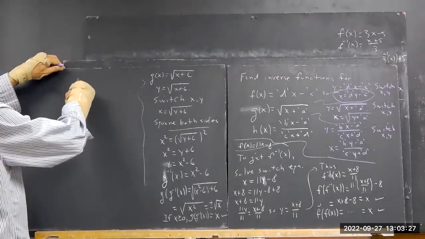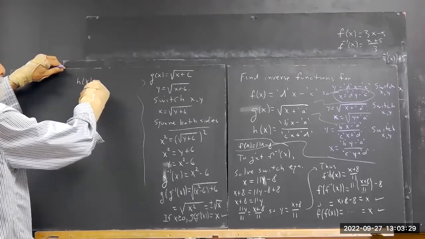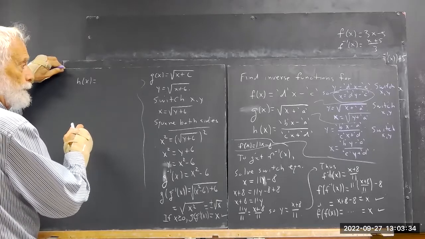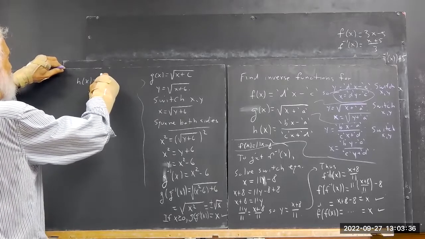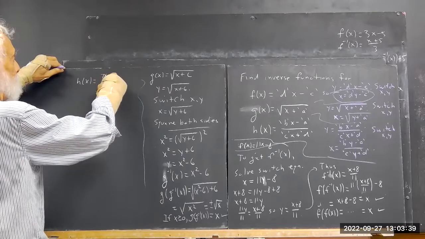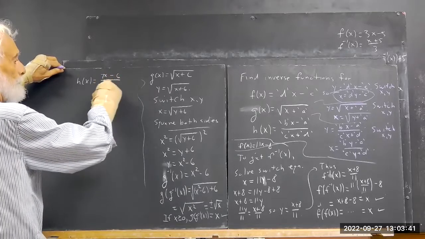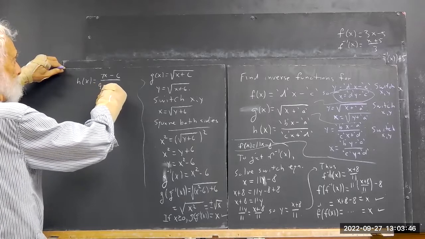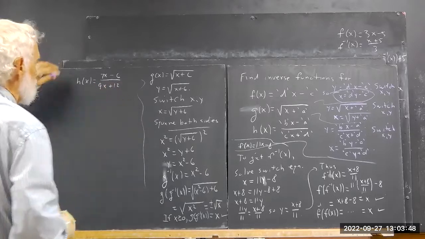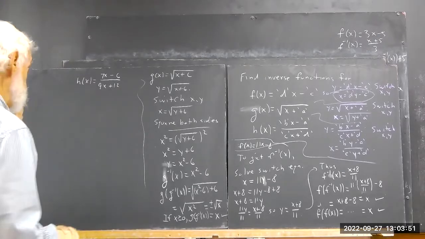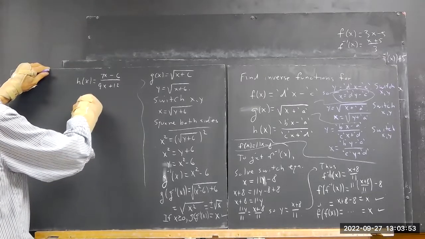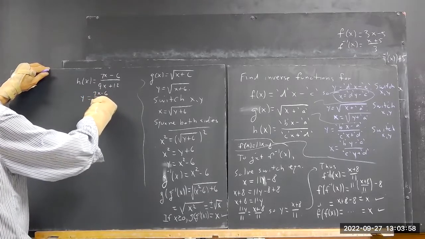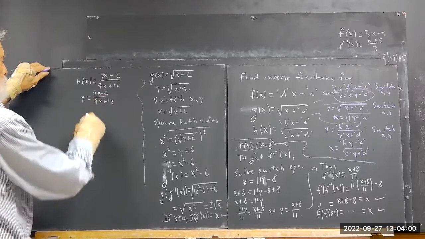So h of x equals, okay, what am I using for this? I use h, and I don't know. Let's say (7x minus 6) over (9x plus 12). Okay, so y equals (7x minus 6) over (9x plus 12).